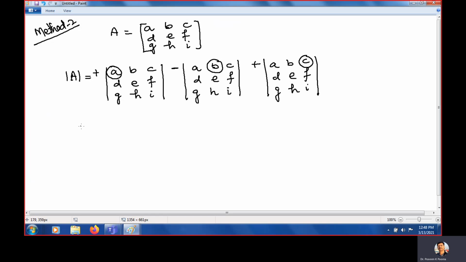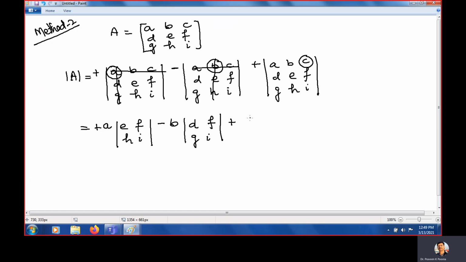Now we are going to expand like this one. Plus the numbers, same to same. Now, A is in first row, first column, cut it. What else? E, F, H, I. Now minus B. It's clear. B is in first row, second column. So D, F, G, I. Plus C. C is in first row and third column. So it is D, E, G, H.